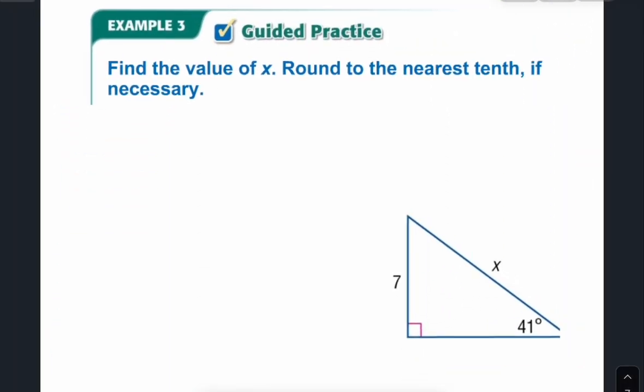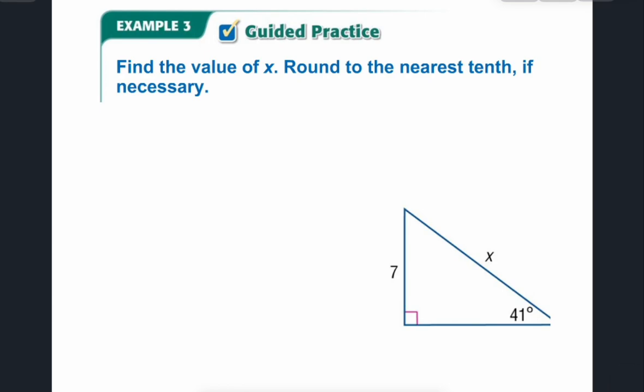Let's do another one like that. So for this one, it says find the value of x, round to the nearest tenth if necessary. So again, here's our theta, 41. There's our theta, 41. This is the side across from it, so let's label that as our opposite. This is across from the 90, our longest side that connects the L. That's always our hypotenuse.